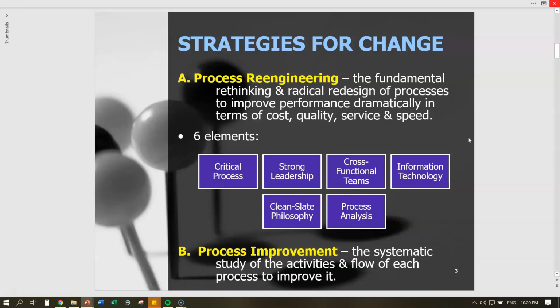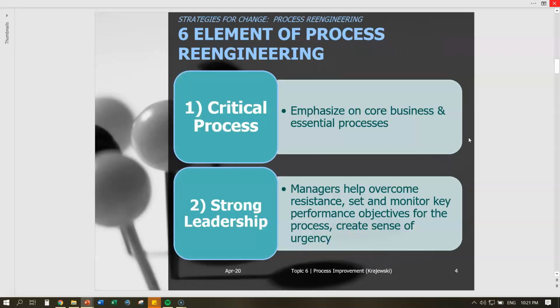Next strategy for change is process improvement. Proses yang sedia ada, you nak memperbaiki untuk mempertingkatkan lagi prestasi. When we talk about process improvement, it is the systematic study of the activities and flow of each process to improve it. It means that bila you identify ada beberapa proses yang terlibat yang mempunyai masalah, you ambil proses tu dan you analyse aktiviti setiap flow dan you cari dekat mana tempat yang you boleh improve. Ini adalah salah satu benda yang you buat untuk you punya individual project.